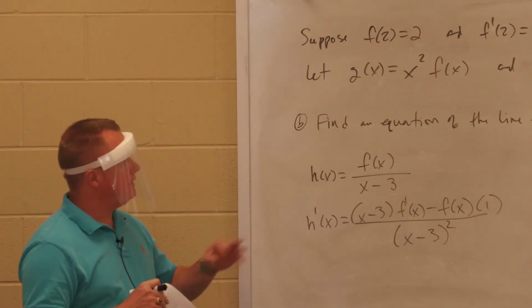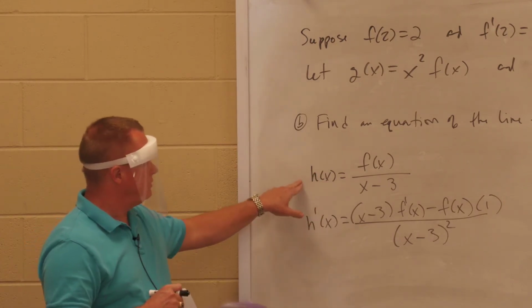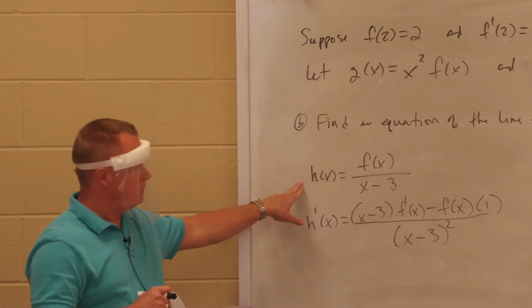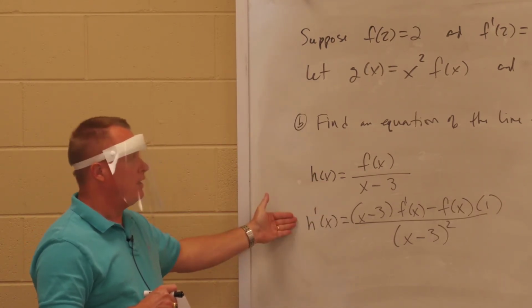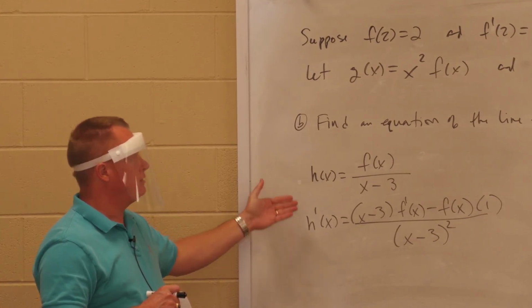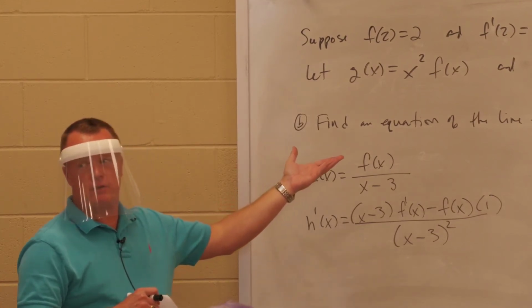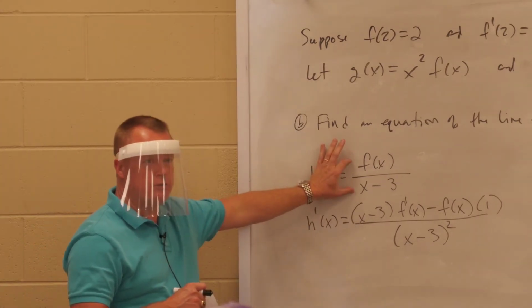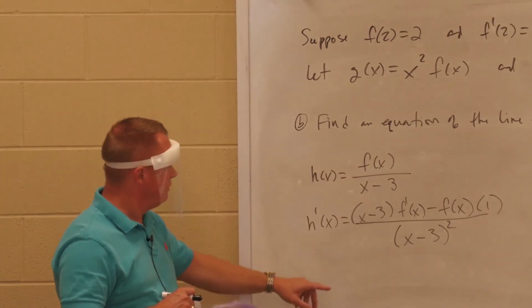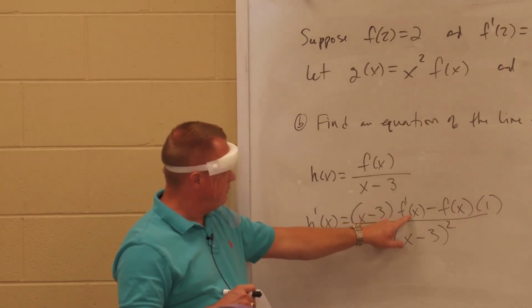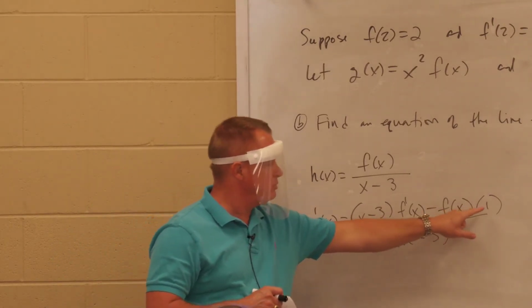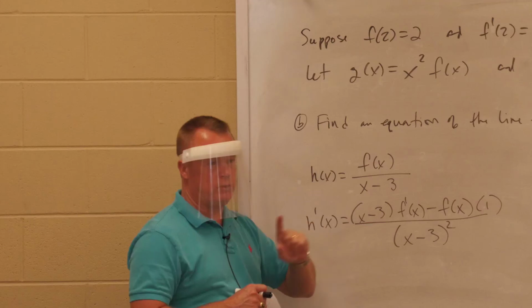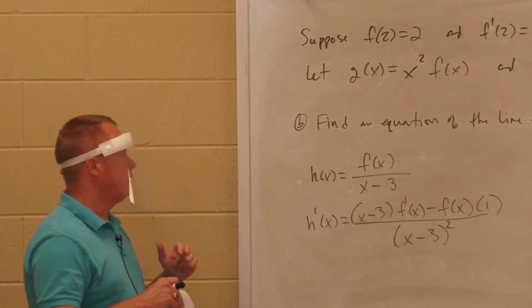Well, it told us h of x was f of x over x minus 3. Okay, so we've got that. So I need to know the derivative in order to be able to find this tangent line, right? It's got to have the slope. So this is a quotient, right? So if you use the quotient rule to find the derivative, it is the bottom times the derivative of the top minus the top times the derivative of the bottom, over the bottom squared. Okay, so we got that.